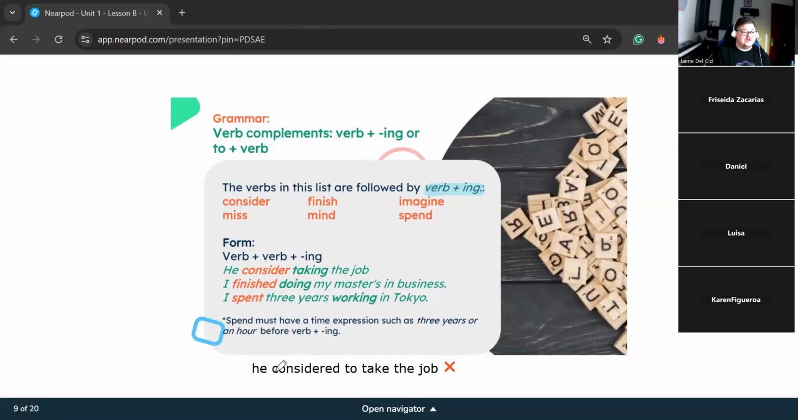Why is that? Because the word considered is in the list. If you have the word considered, the next verb must be in ing form. He considered taking the job, not to take the job. This is incorrect.